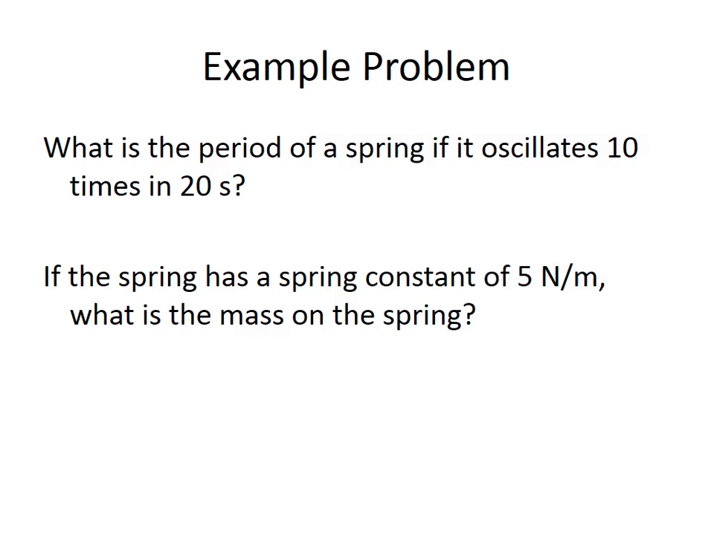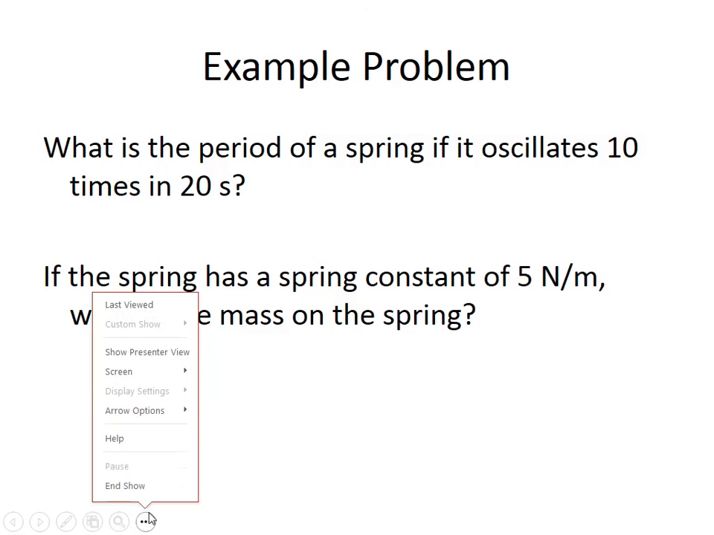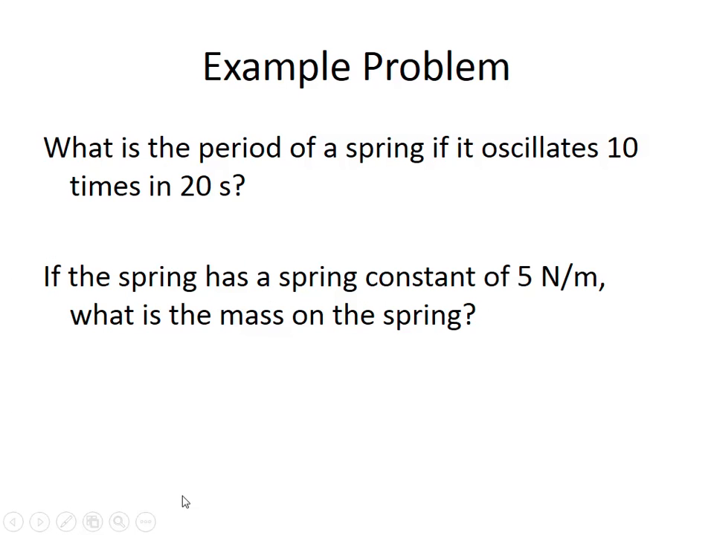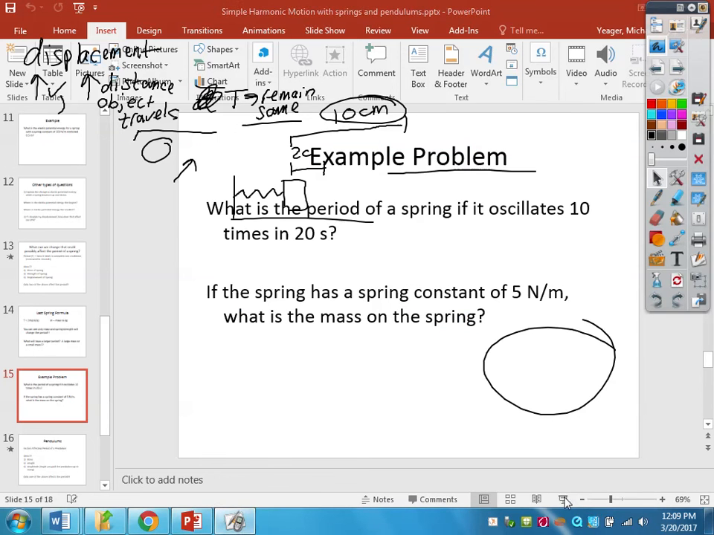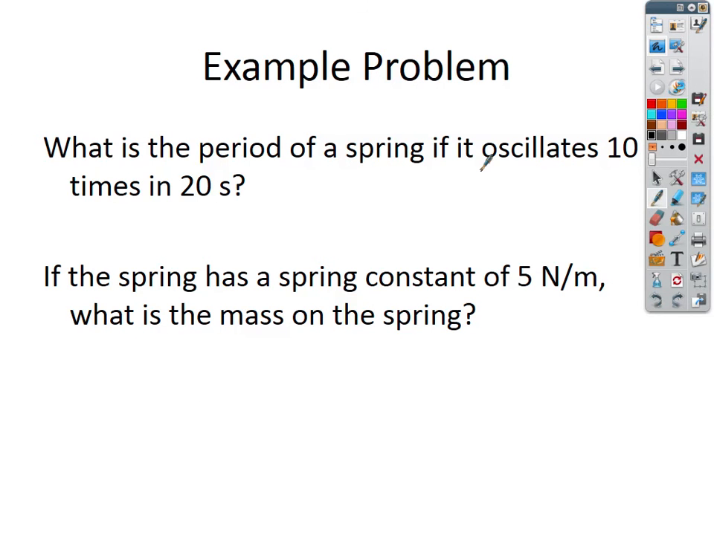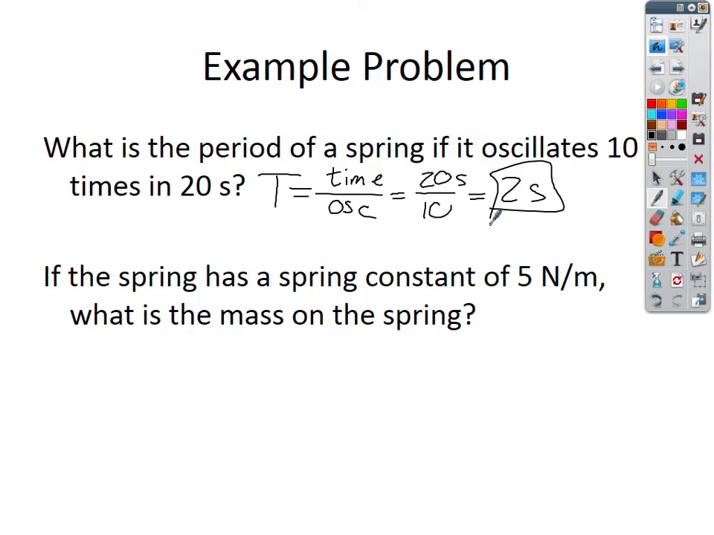Okay. So what is the period of a spring if it oscillates 10 times in 20 seconds? Well, that one, again, it's not making you try to use the formula yet. It's just trying to go, do you know what period stands for? So period is time over oscillations. If it oscillates 10 times in 20 seconds, so 20 seconds divided by 10 equals 2 seconds. The period of this spring is 2 seconds.